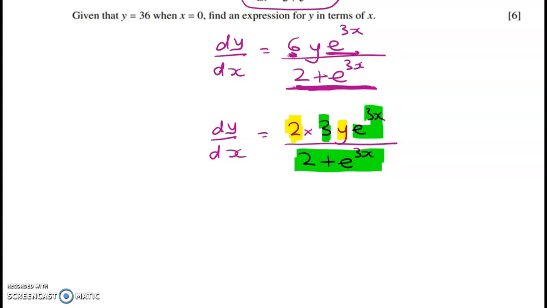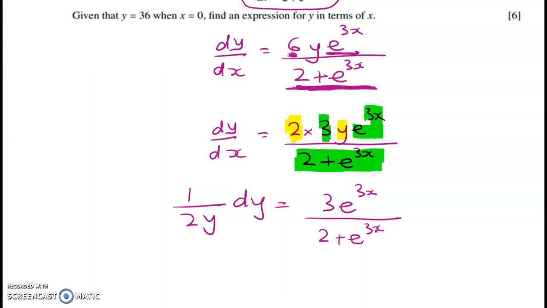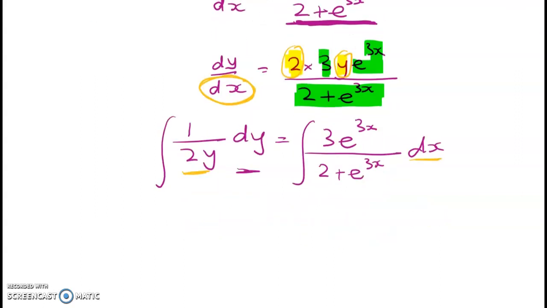So what I get here is I'm going to have 1 over 2y dy is equal to 3e to the 3x over 2 plus e to the 3x dx. Okay, so I'm timesing both sides through by this. That's why it ends up here. And I'm dividing both sides through by 2y, and that's how come that's over here. Now I'm ready to integrate on both sides. So here I'm integrating with respect to y, and over here I'm integrating with respect to x.